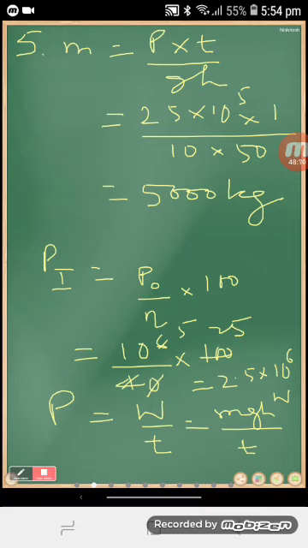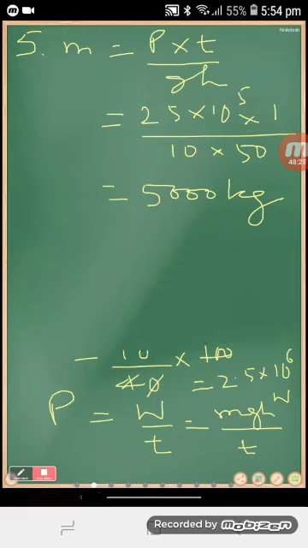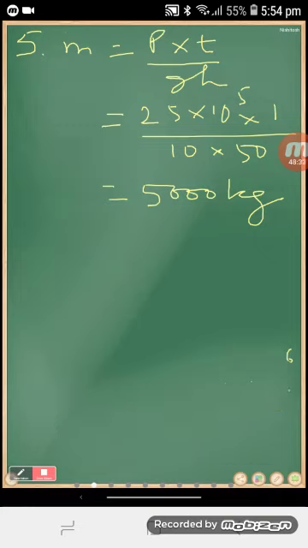I'll just do the sixth one. All these numericals you will be doing in your fair copy. So this exercise, I have done all the numericals. Those who are writing down may be writing down. I'm doing the sixth one now.